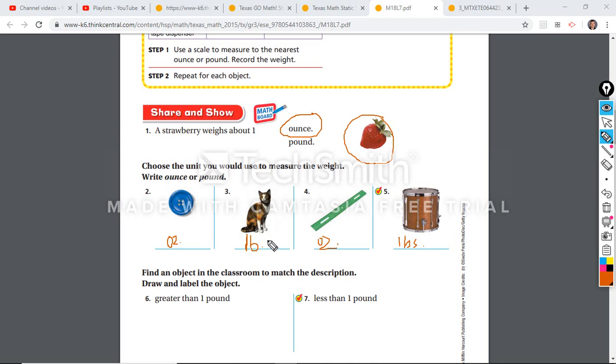I didn't put the S. Pounds. It's going to be more. It's going to weigh more than 1. So ounces to weigh these. Okay. Now it doesn't mean you can't weigh a cat in ounces, but you definitely can't use a unit of pounds for a button. Okay.